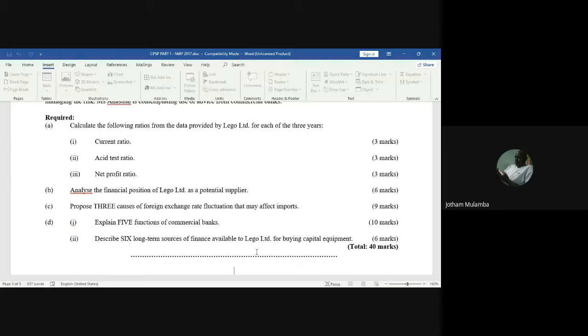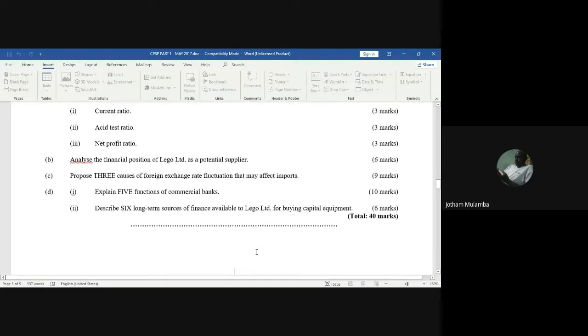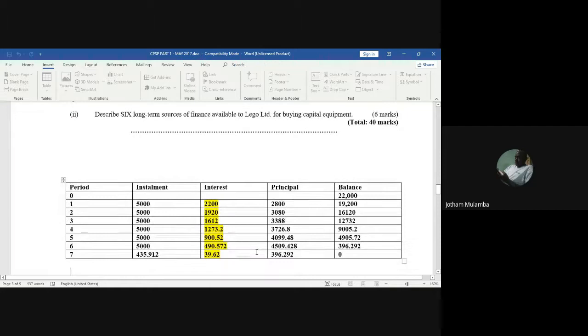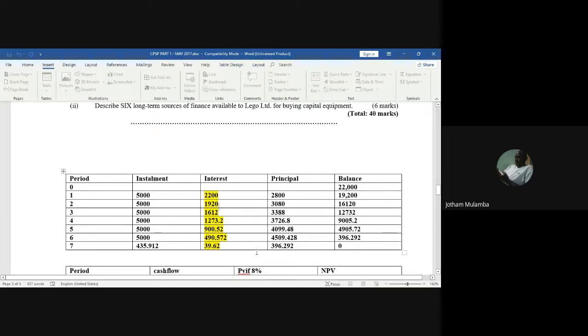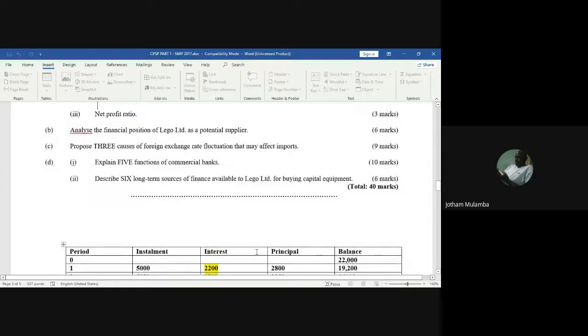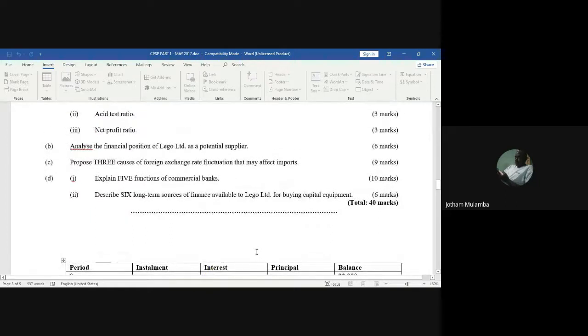Let's look at the next part. Explain five functions of commercial banks. Rebecca had asked about this question. I've seen it had saved, but I'll show you. Let's finish up, and then I share the same with you.